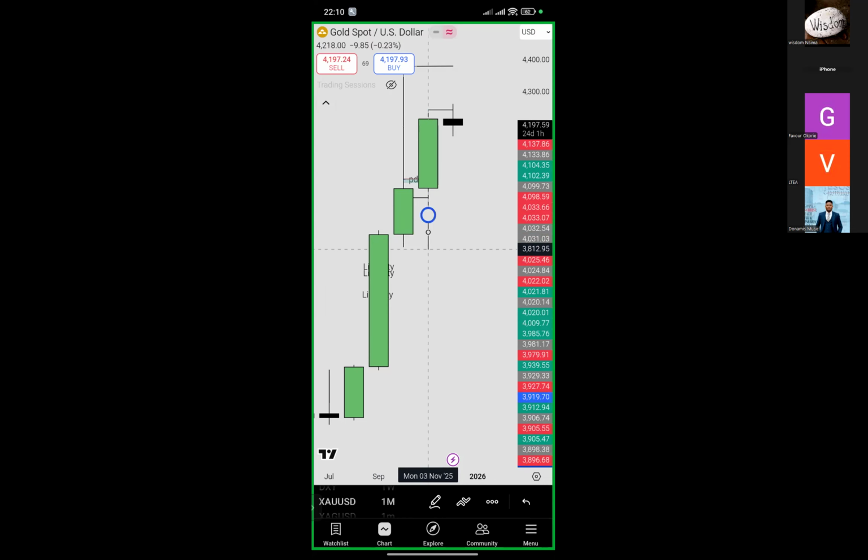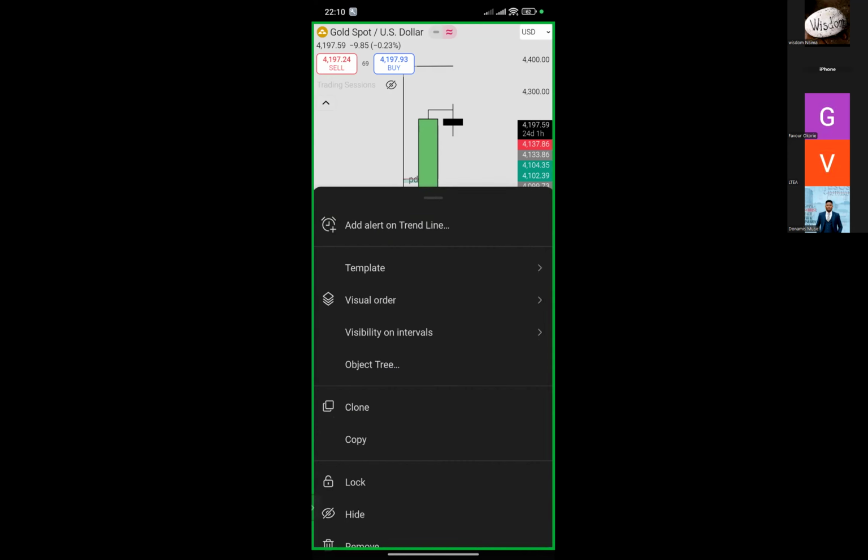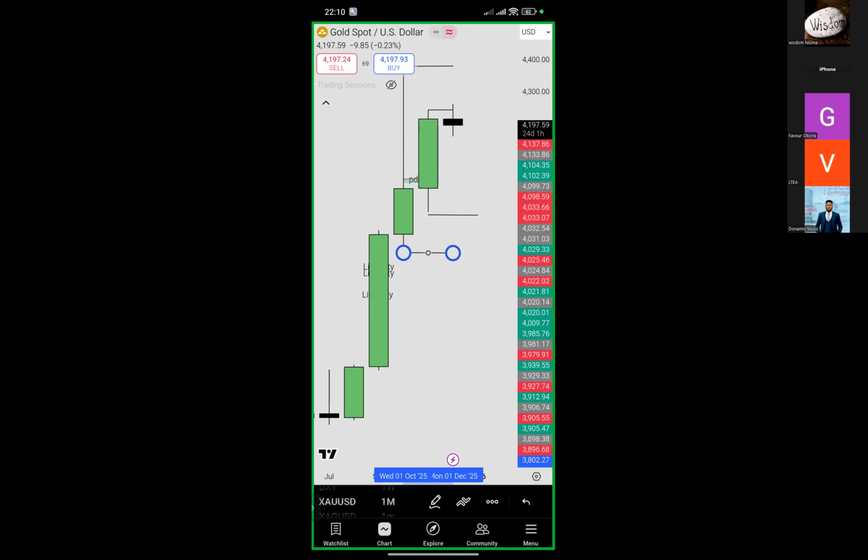Not like that, just a straight line, yeah, like that. Okay, straight line. This is it. And the other month low. Like that. So we have those liquidity below, we have liquidity above.